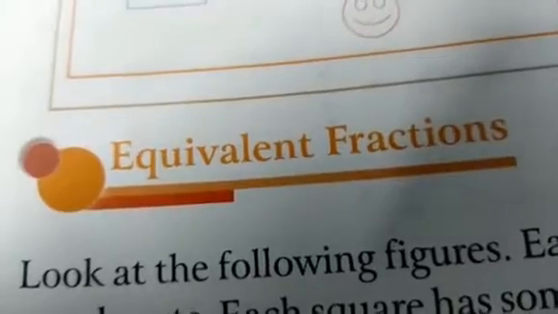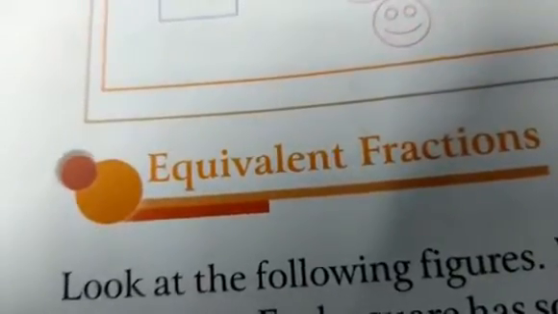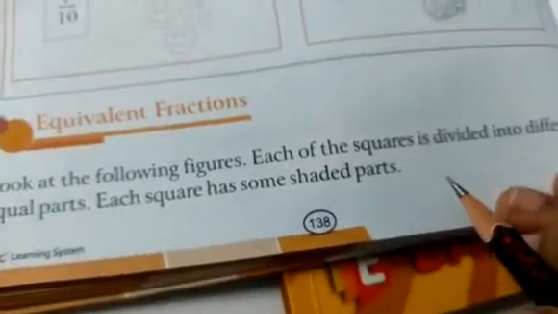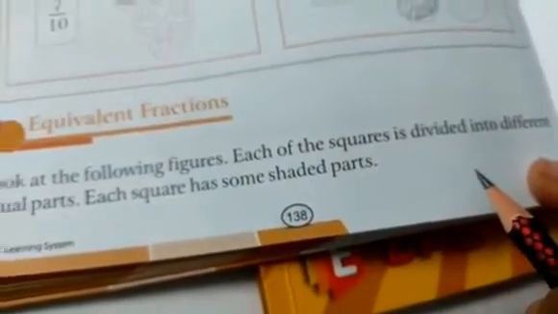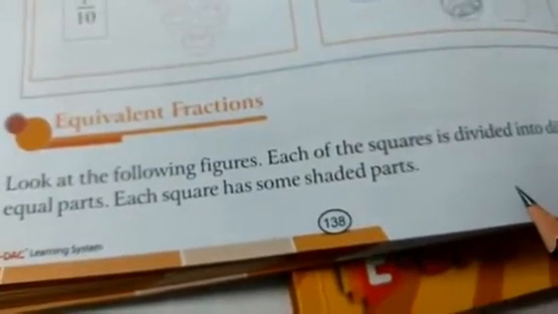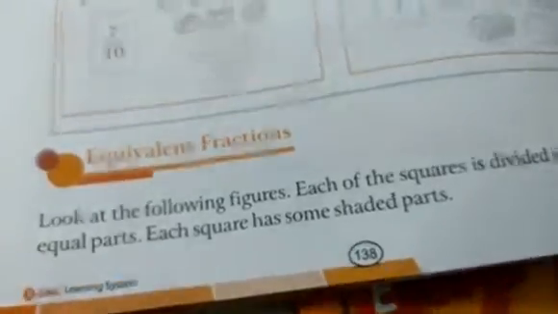Now we are going to start equivalent fraction. Equivalent fraction. Look at the following figures. Each of the square is divided into different equal parts. Each square has some shaded part. As we have seen the fractions, now you can see these figures.